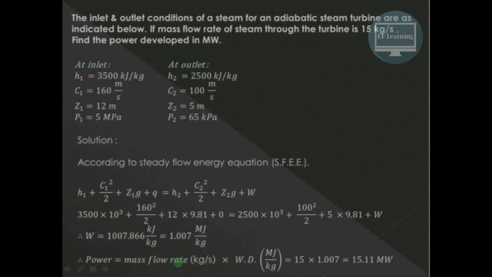So mass flow rate is in kg per second. So this kg will get cancelled. We'll get megajoule per second. That is nothing but a megawatt. So power developed is the mass flow rate into work done. We can calculate the power developed. Mass flow rate is given as 15 and work done in megajoule per kg is 1.007. So answer is 15.11 megawatt.